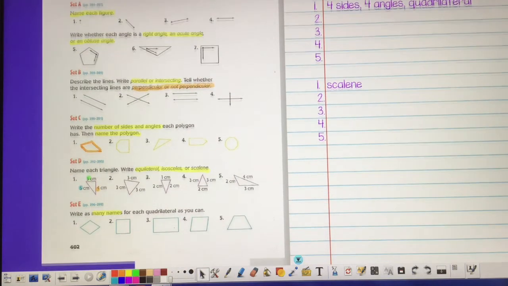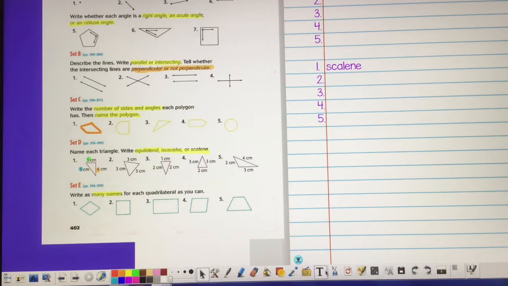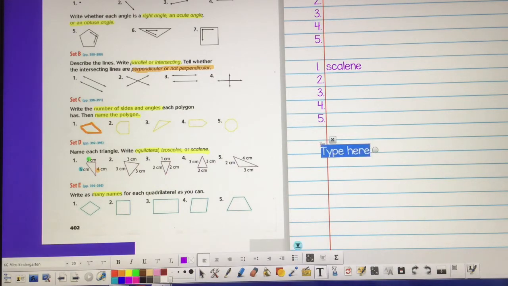Okay, so taking a look at number 1. If I go through the list, my trick is let's go through the list. The first one was a trapezoid. Is it a trapezoid? Does it only have 1 set of parallel sides? I see 2 sets of parallel sides, so it is not a trapezoid.